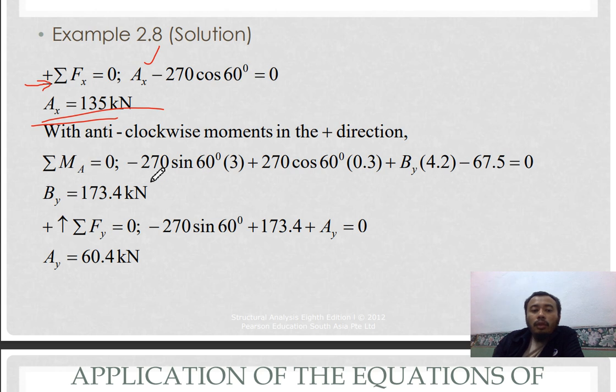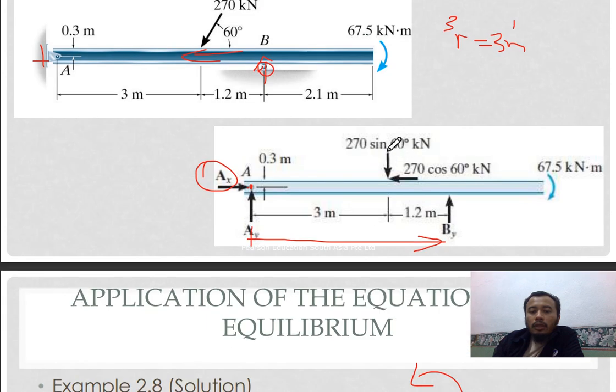So you write all of this equation with the consideration that anti-clockwise is considered positive. So this one is clockwise, which is negative. This one is anti-clockwise, which is positive. This one is clockwise, which is negative.